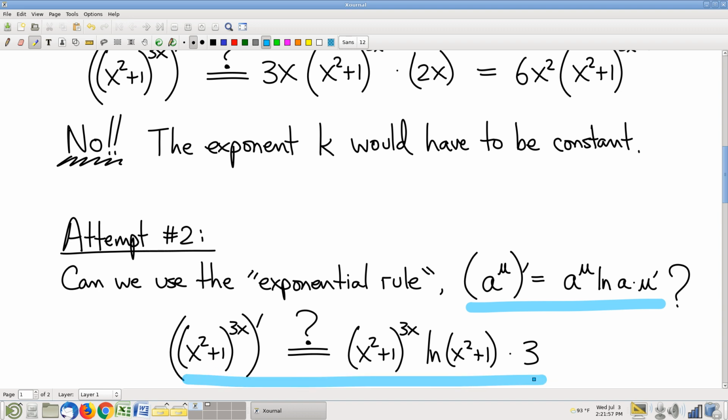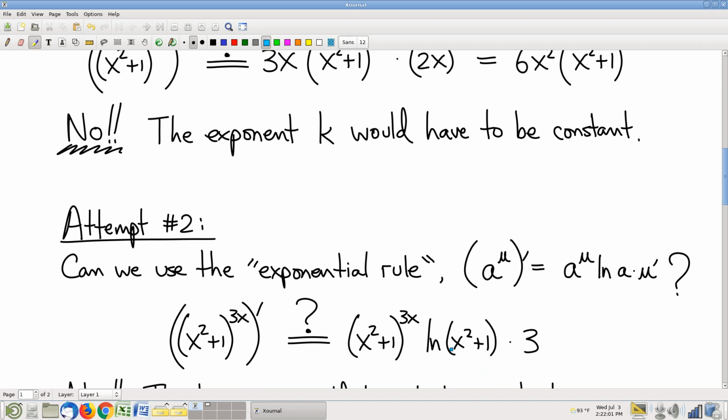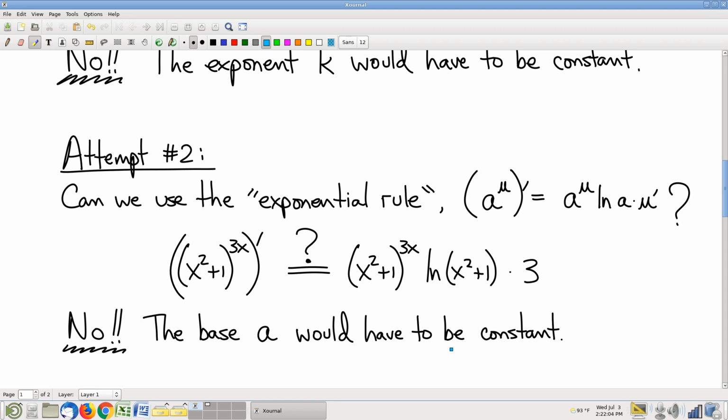Is this the right answer? Well, very much unfortunately no. So this doesn't work either. The exponential rule requires that our base would have to be a constant. And look over here at our function, this base, not a constant. Right? It too is a function of x. So the exponential rule doesn't apply either. This answer is wildly wrong.